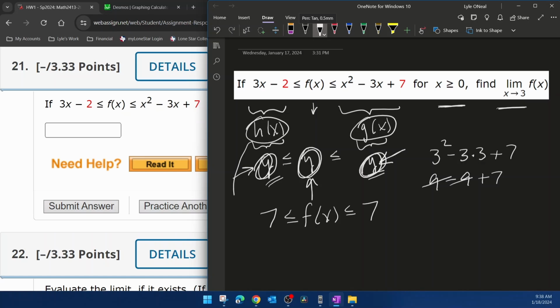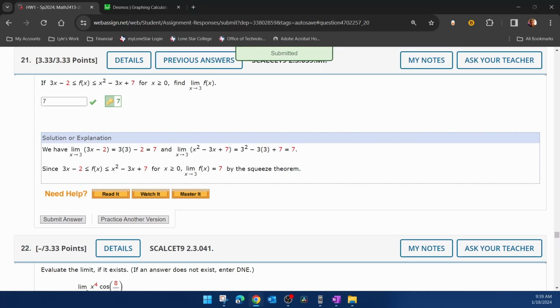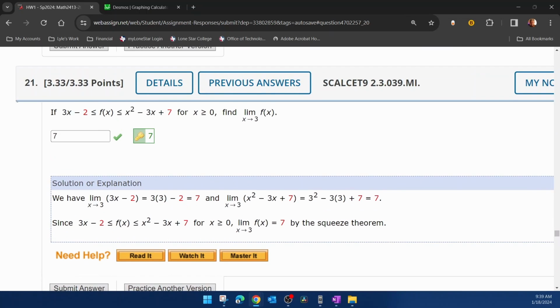So if the limit as x approaches 3 of the smaller function is 7, and the limit as x approaches 3 of the bigger function is 7, then our function, since it's squeezed in between, must also be 7. And so that means that this limit is 7 by the squeeze theorem. And that's going to do it for this problem.